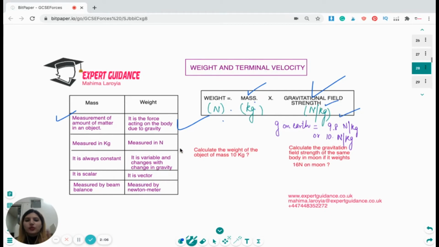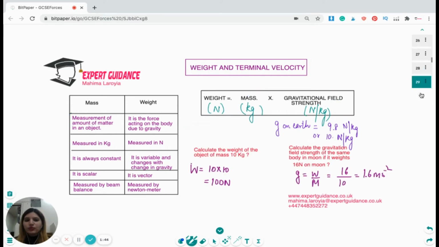All right, so now let's take an example. You have to calculate the weight of the object of mass 10 kgs. Remember, on the Earth, if they don't give it to you in the exam, you can use either of the values, 10 or 9.8. If they specify a value, then you will use that value. Then calculate the gravitational field strength on the moon of the same body if it weighs 16 newtons. Have a look, try out this question, pause and come back.